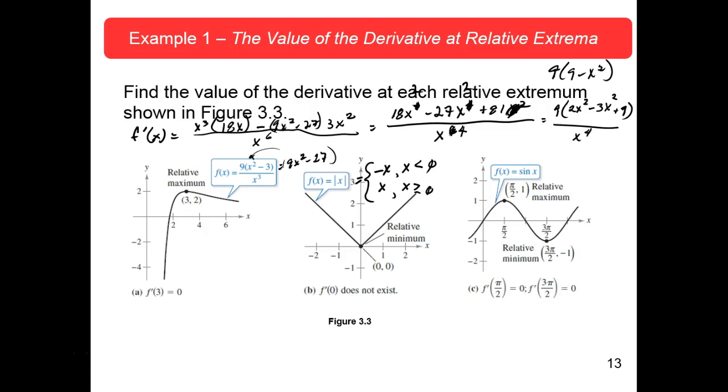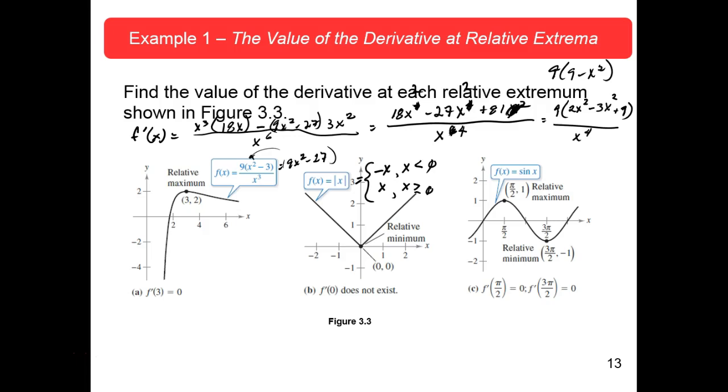What's the derivative of minus x? Is it negative 1? Negative 1. What's the derivative of positive x? Positive 1. So what is the derivative at 0? It doesn't have a derivative there. It's minus 1 on this side, positive 1 on that side. It is not defined. F prime at 0 does not exist. Right? Okay. Now, let's head over here to this one.